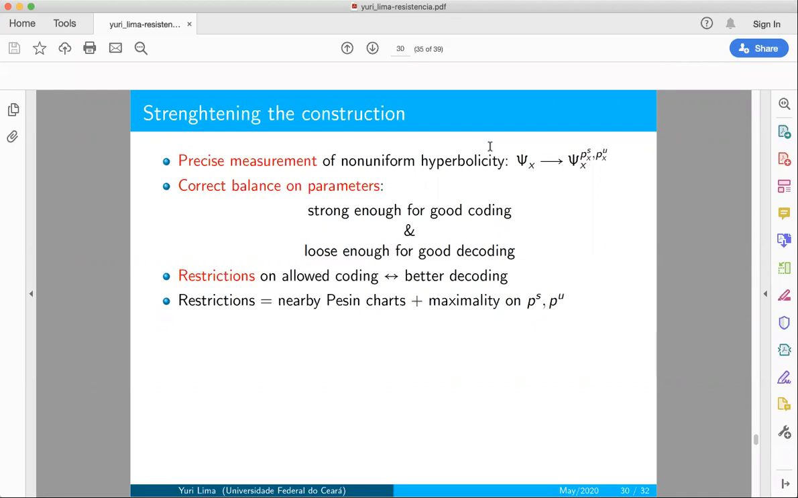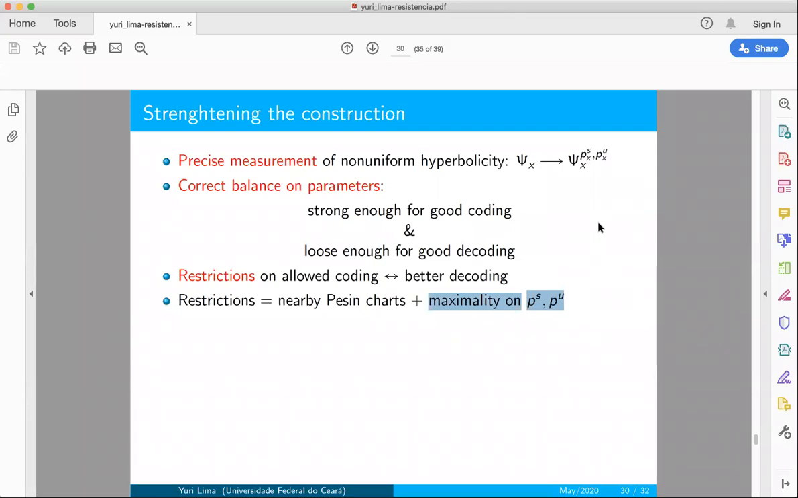Together with this correct balance, you also need restrictions on the codings that you allow. And since you are restricting the codings that you allow, you get a smaller subset of codes, and this allows you to have an easier decoding. So by restricting the coding, you have more chance to get a better decoding. And these restrictions are actually related to two conditions. One of them, as I already mentioned, is how to say that two passing charts are nearby. But the other one is requiring, and this is crucial, some maximality on these parameters PS and PU.